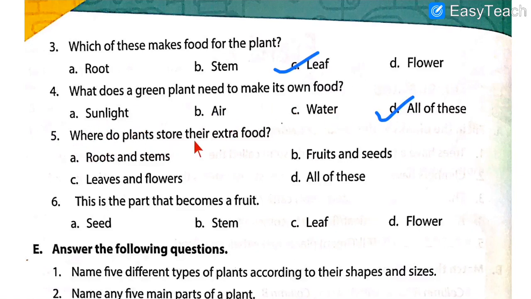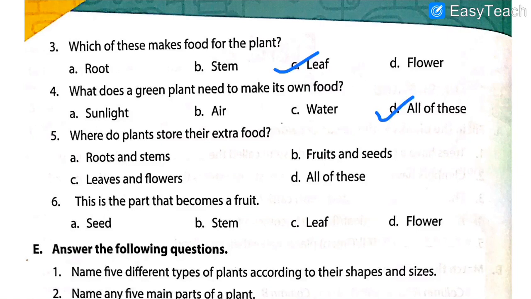Number 5. Where do plants store their extra food? Now we know that green plants make their own food. They need air, water, light for making food. That also we saw. But some plants store extra food in their body parts. So which are the body parts? Roots, stems, leaves, fruits and seeds. So these are the body parts where plants store extra food.